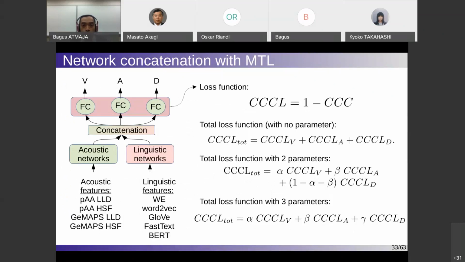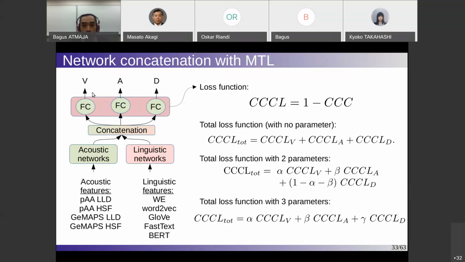In this case, we proposed to combine acoustic and linguistic models using different acoustic features. We evaluate eGeMAPS and other acoustic features and also different linguistic features, 5 linguistic features, and then we concatenate at the model level or network level, and at the last layer we add 3 one-unit dense or fully connected layers to predict the degree of valence, arousal, and dominance.